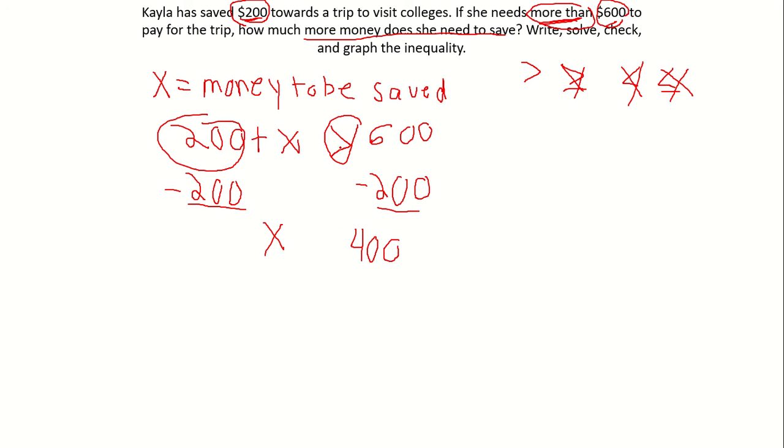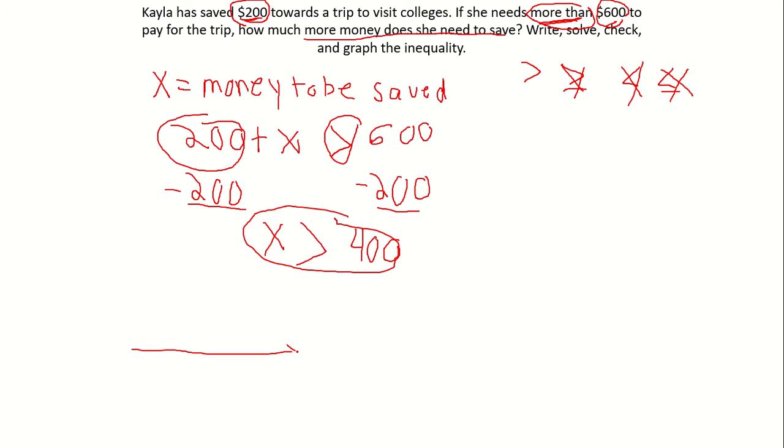Excellent. And our inequality symbol, because we're subtracting by a constant, we're not multiplying or dividing by a negative number, is going to remain the same. So Kayla has to save greater than $400 in order to go on the trip. And this is going to be the solution to our inequality: x is greater than $400.